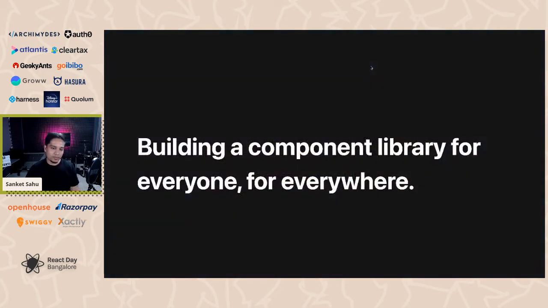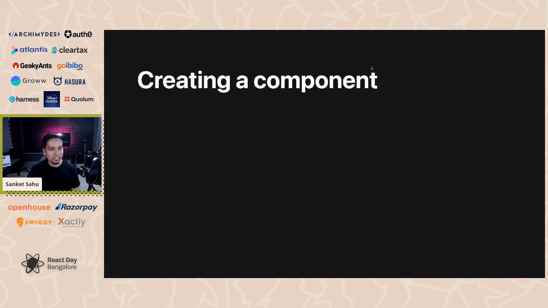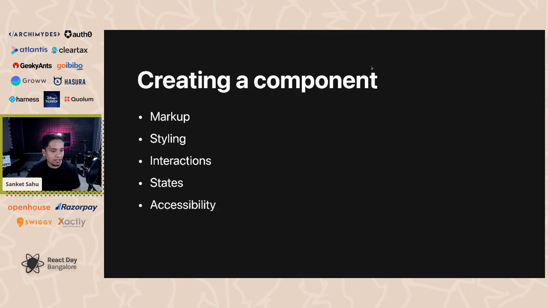Anyway, so: building a component library for everyone and for everywhere. Creating a component usually involves these steps. The first one is we write the markup, then we do the styling, and we add interactions like handling events, and then do some action against the events, and then handle states. And the last and most important thing, that most of us don't really care about, is accessibility. So let's see all of them in detail.